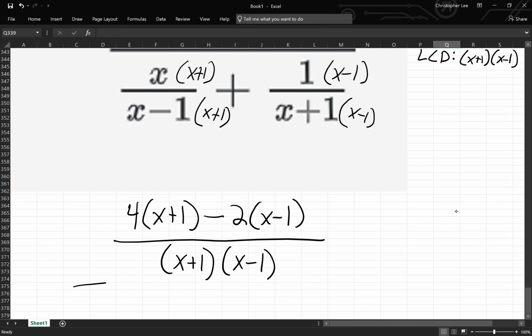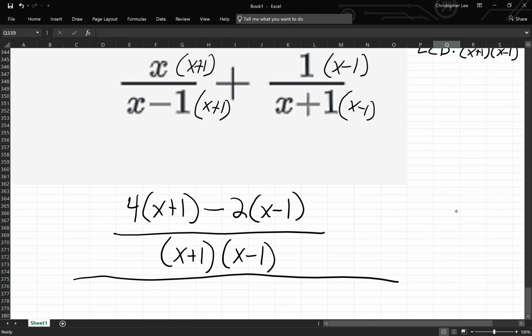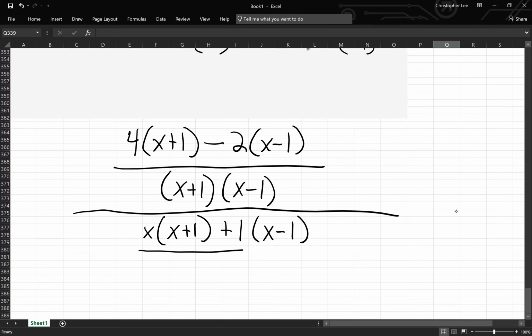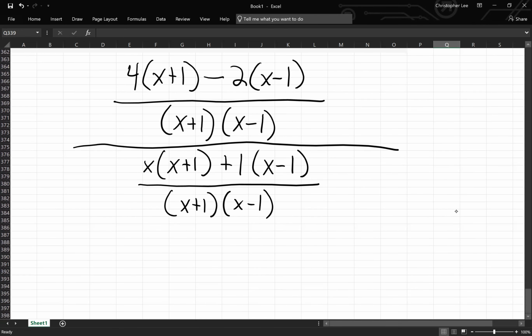And let's put it all together. So on the bottom, I'm gonna have x times x plus 1 times x minus 1 all over x plus 1, x minus 1. Just like that. Then we want to distribute, combine like terms, all that good stuff. So what does this become?